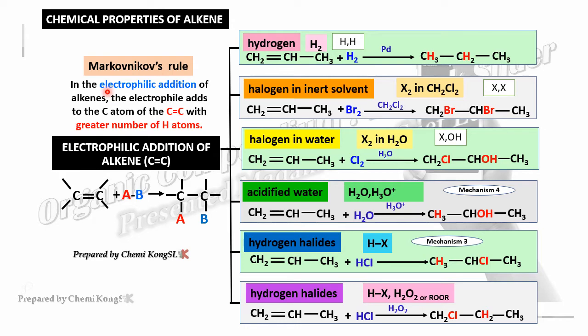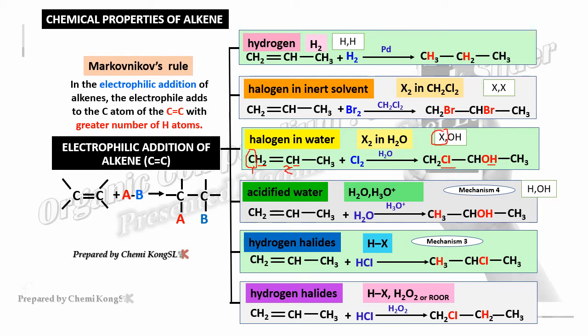Based on the definition, the electrophile adds to the carbon of the carbon-carbon double bond with the greater number of hydrogen atoms. So we check. Here is C1, here is C2. You check C1 with 2 hydrogens and C2 with 1 hydrogen, meaning that the electrophile will be added to this C. So in this case, halogen and hydroxide, which one is the electrophile? The answer is halogen. So that's why Cl is added to C1 and then OH is added to C2. So this is what we call Markovnikov rules. Now we check the next one, acidified water.